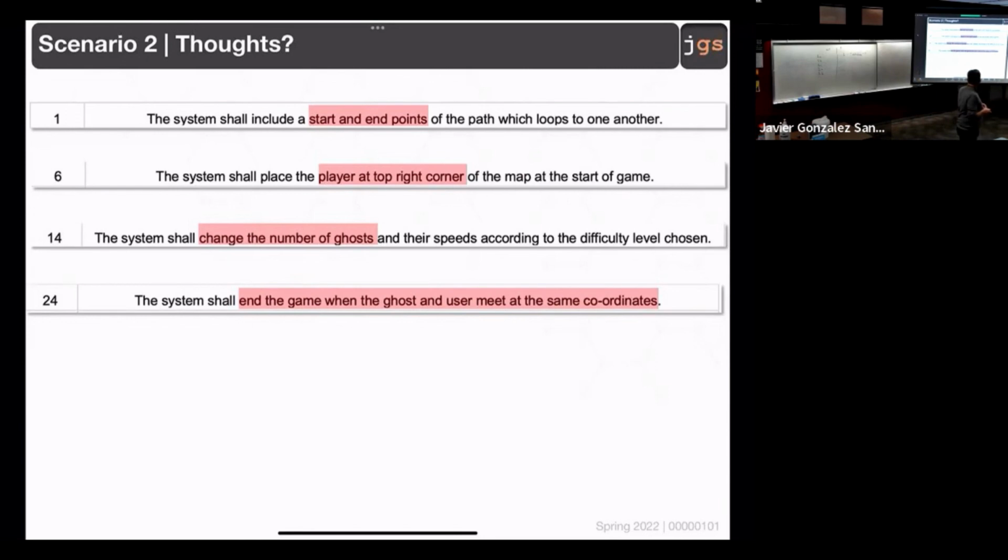The system should include a start and end point of the path, which loop to one another. Can you explain to me what this number one is? This has a loop. So the start and end points of the path have to be the same, has to be circular. Right? So that is exactly my point.